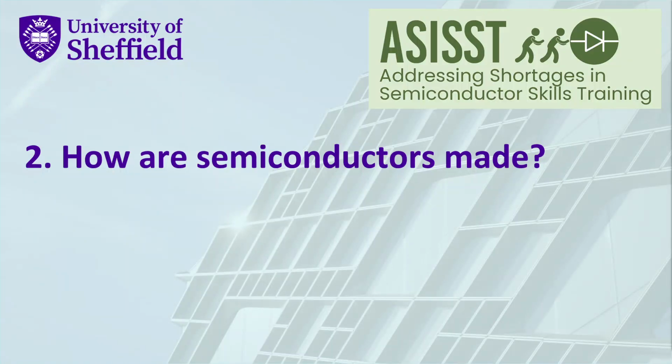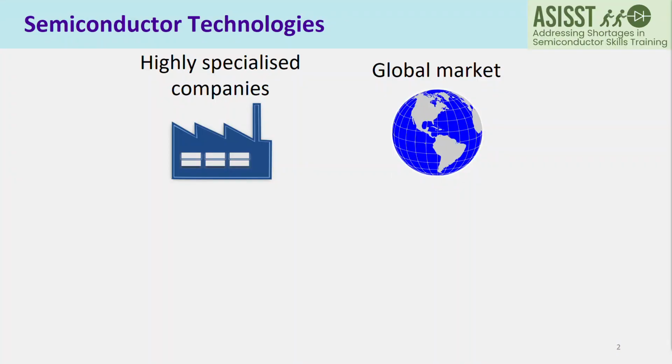Semiconductors are the perfect materials for producing electronic devices essential in our everyday lives. In this video, we will explore how semiconductors are produced. Within the semiconductor supply chain, companies are often highly specialized to be competitive in the global market. This also applies to the production of high-purity semiconductor wafers.